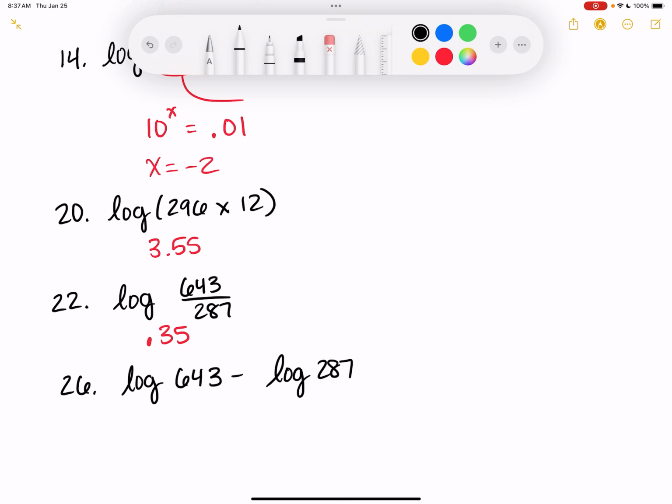Yeah. So if we use the properties that we had, we would do this one minus this one would be 643 over 287, which is up there. But if you want to see that that property is true, you can type it in: log 643 minus log 287, and make sure you use parentheses or it'll think it's all inside. And it's the exact same thing. Okay, let's see what's next.